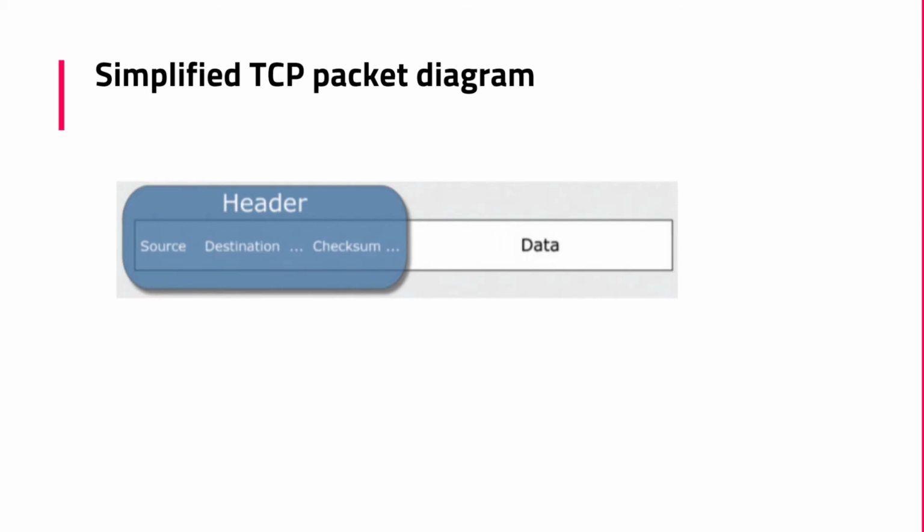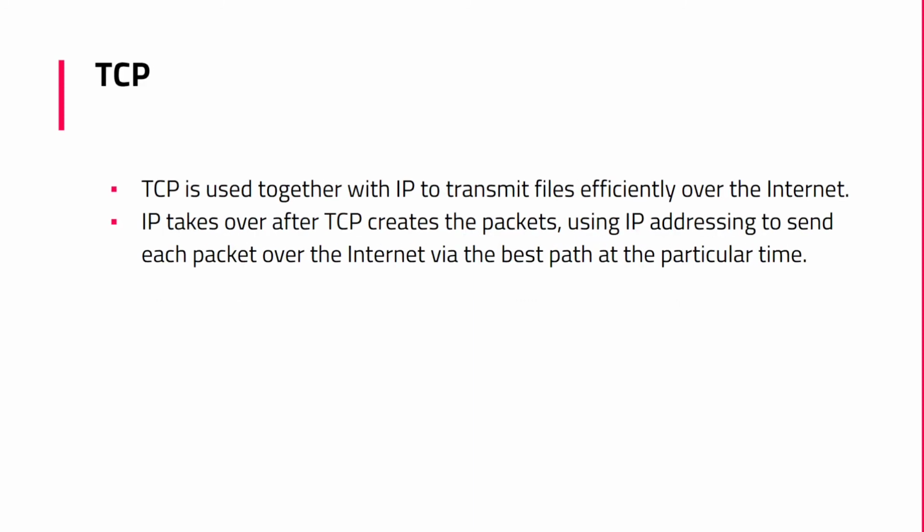So here's a simplified TCP packet diagram. We have a header that says where I'm going, who it's coming from, and the checksum. And then finally we have this data, the piece of the data that's attached to the header. Now, finally with TCP, used together with IP, we can transmit files over the internet efficiently.